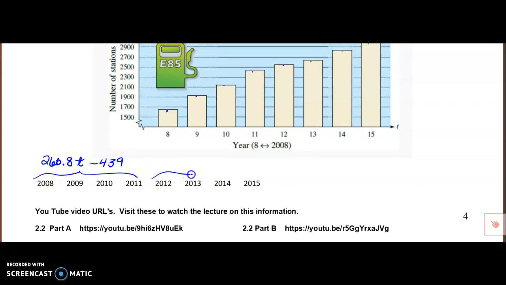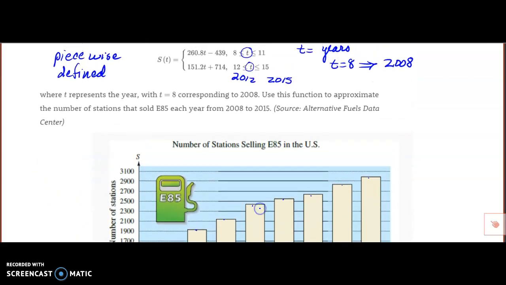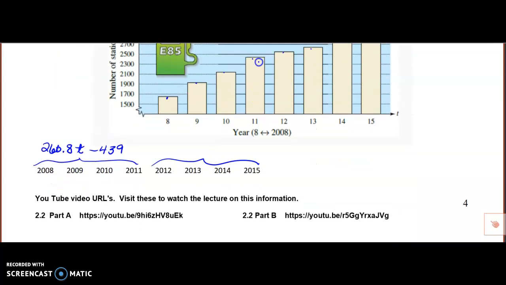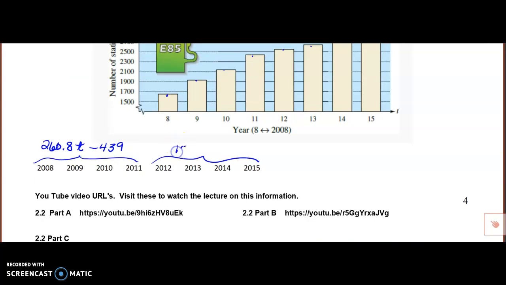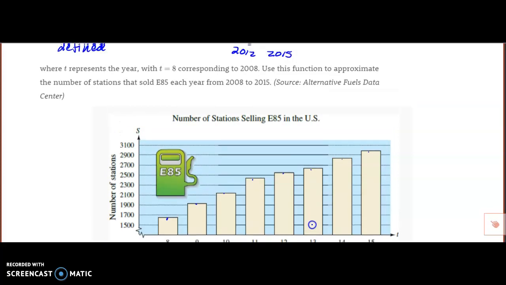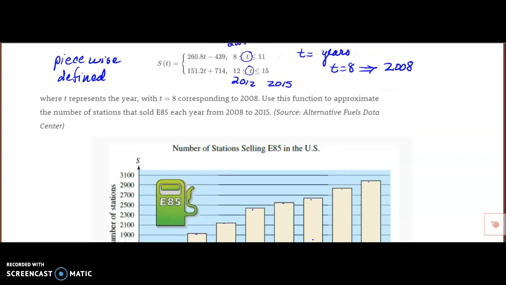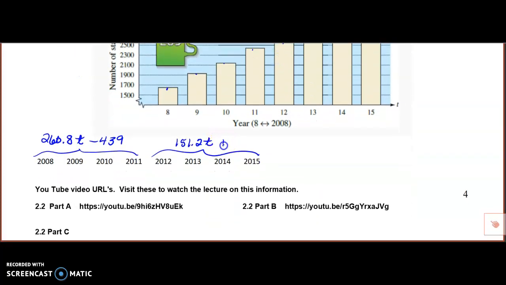Okay, for the years 2012 to 2015, the second equation said to use it when the time is between 12 and 15. So the second equation is what I'll use, and it's 151.2t. My memory's not that good. Plus 714.